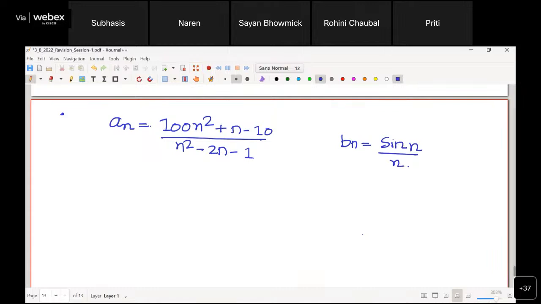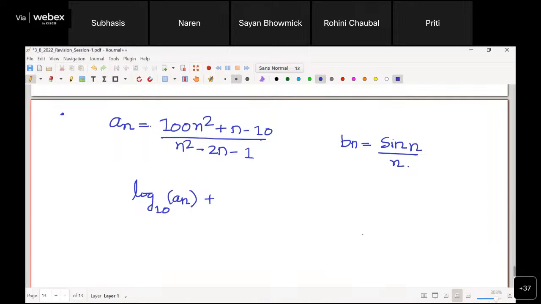So this is the question, right? And this is a sequence. You just need to find the limit of this one. Log 10 of a_n, close bracket. Not close bracket. This is basically log a_n is closed.